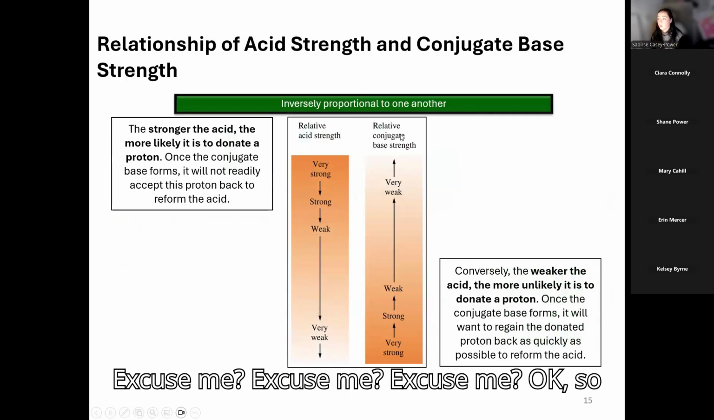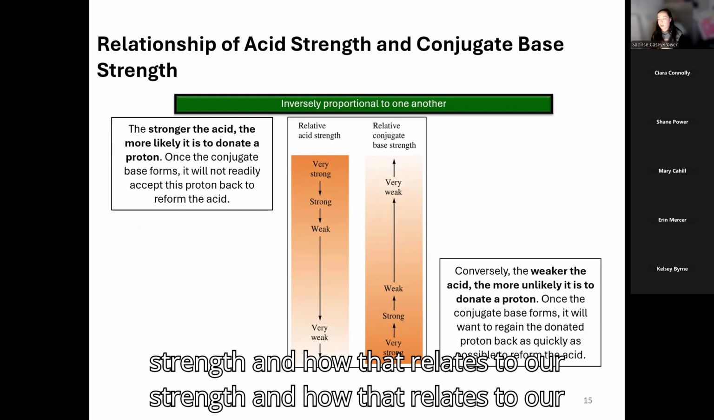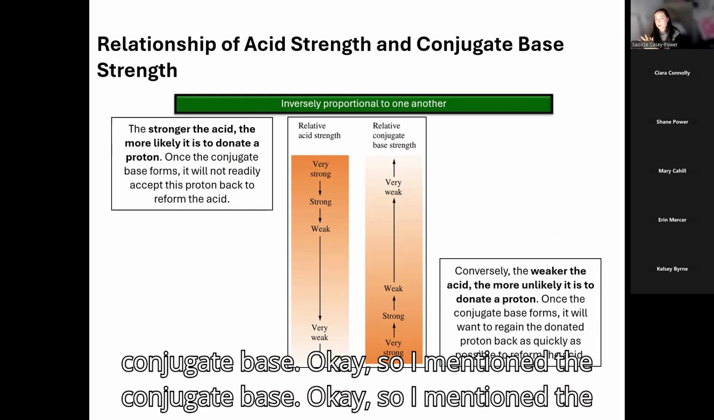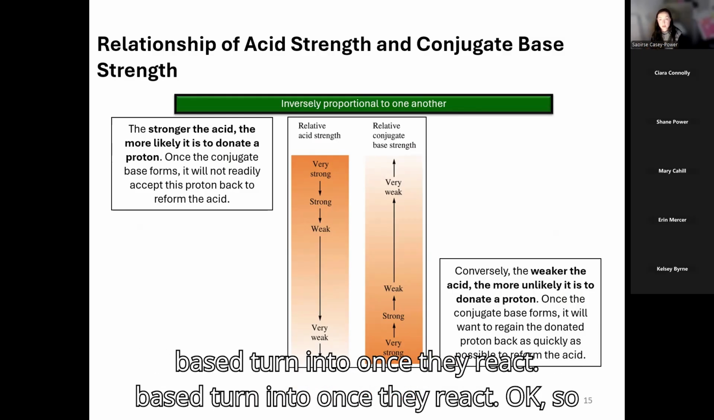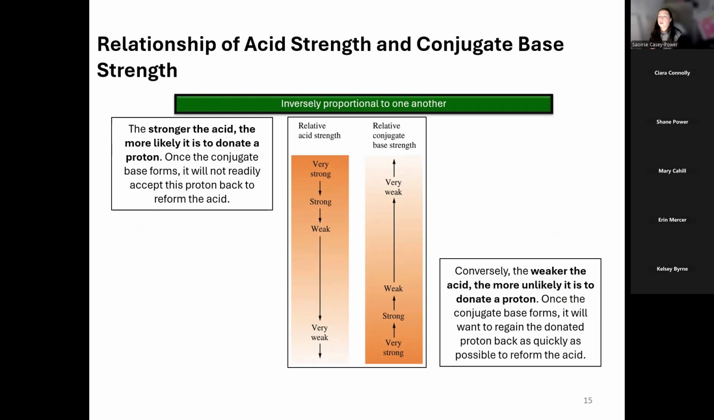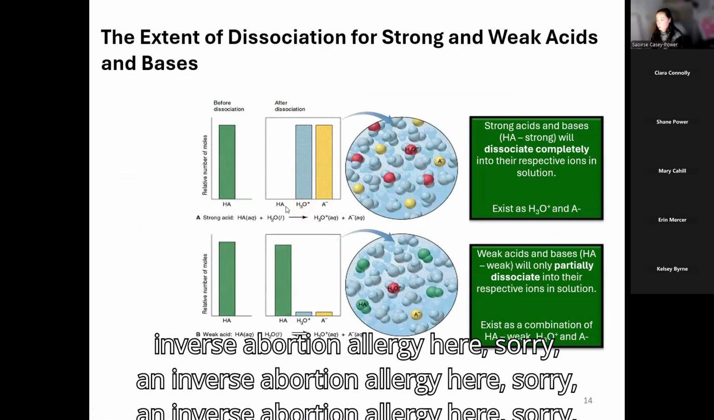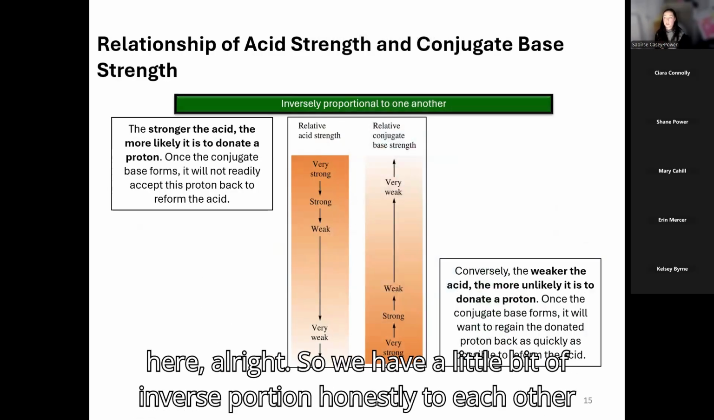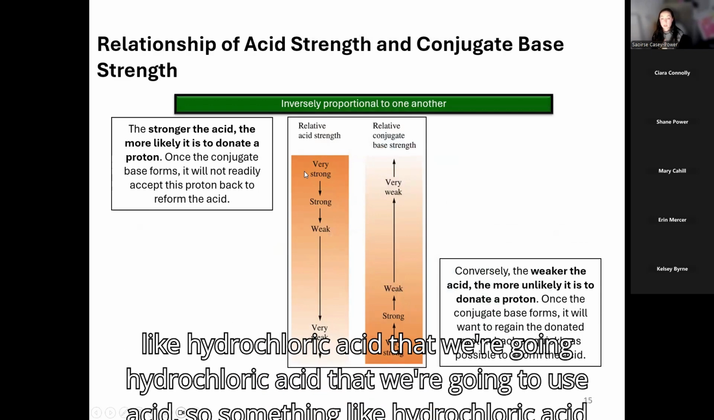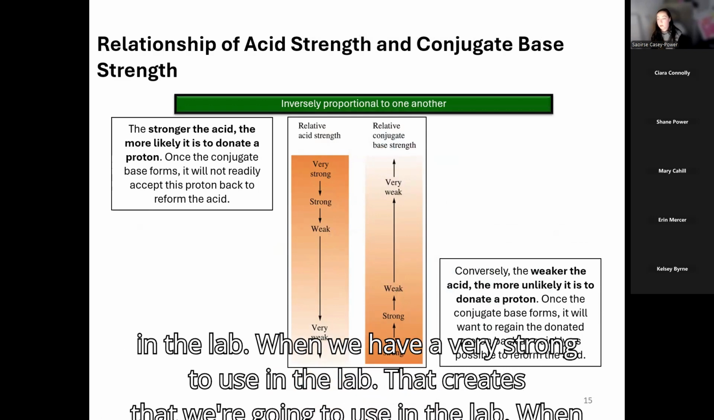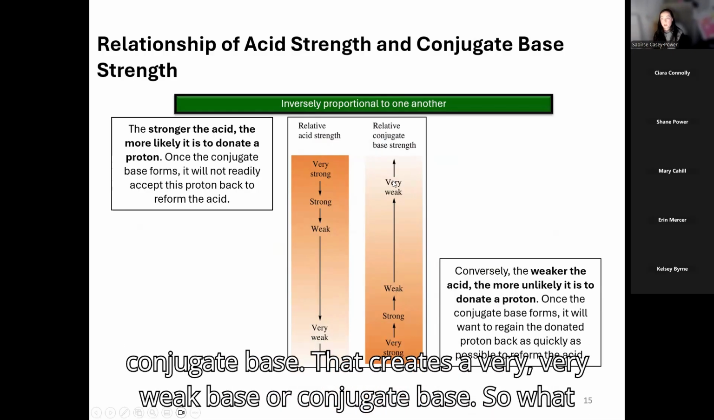Okay, talking a little bit about our acid strength and how that relates to our conjugate base. I mentioned the conjugate bases and conjugate acids already. It's essentially what this acid and base turn into once they react. So we have a little bit of an inverse proportionality to each other here. When we have a very strong acid, something like hydrochloric acid that we're going to use in the lab, that creates a very, very weak base or conjugate base.